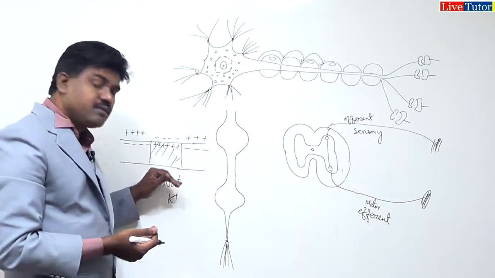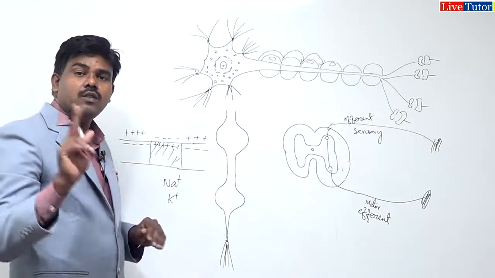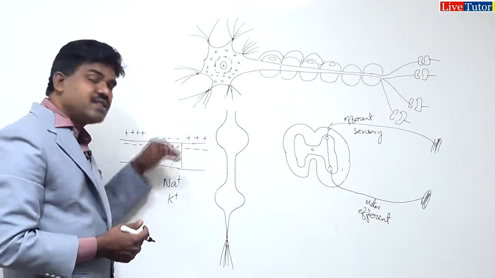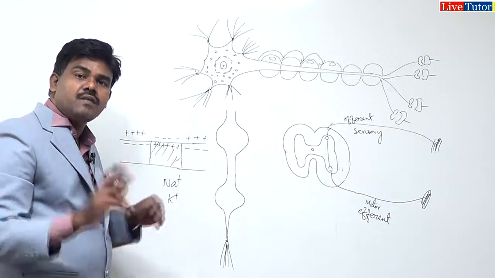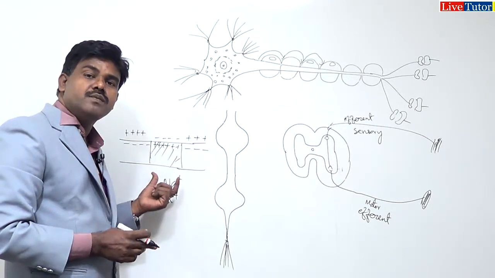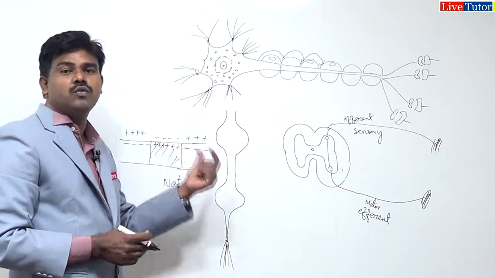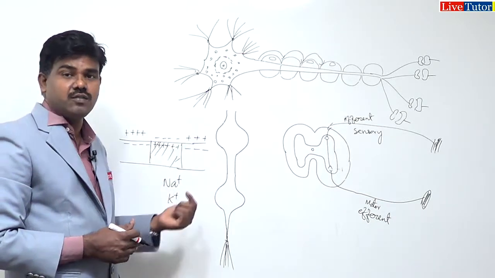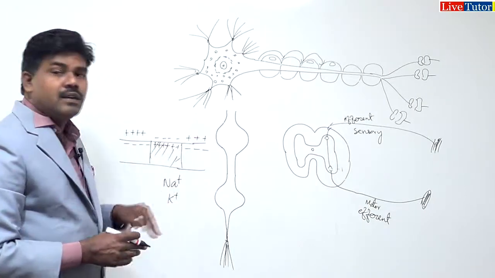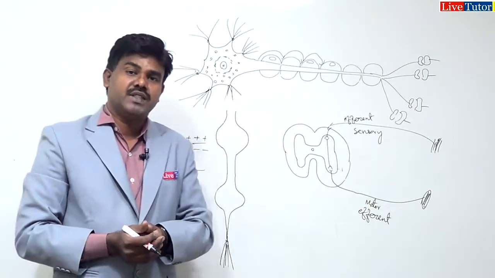How many sodium ions are exchanged for 2 potassium ions? 3 sodium ions are exchanged. So 3 sodium ions are released out for the intake of 2 potassium ions. For the intake of 2 potassium, how many sodium are released out? 3 sodium are released out. So this is how nerve impulses are conducted.